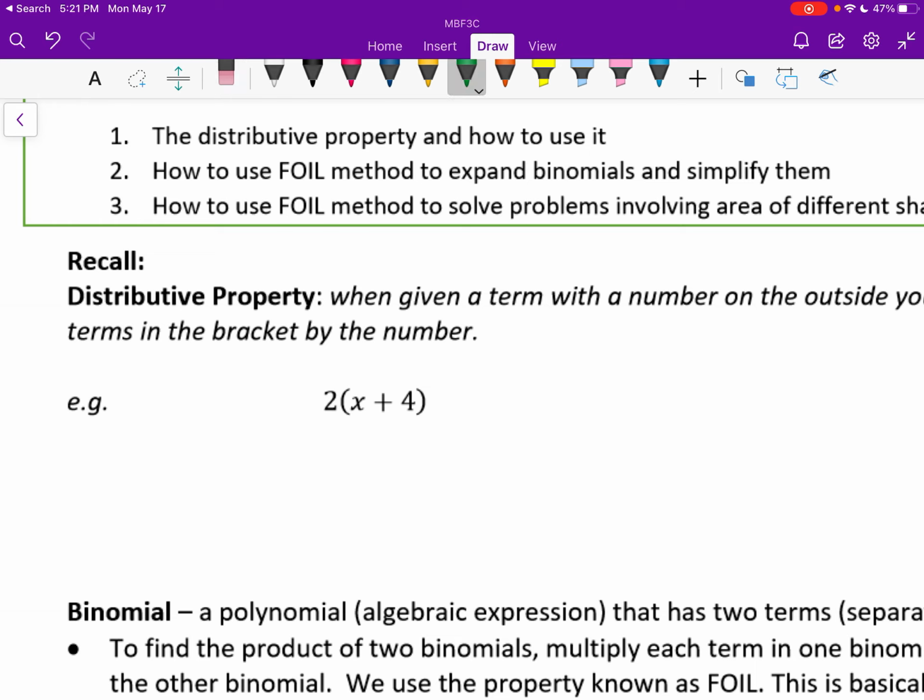So in order to expand, you're going to multiply 2 by x. So it's going to be 2 times x. And then also plus 2 times 4, right? So you're left with 2x plus 2 times 4, which is 8. And that's your final answer.